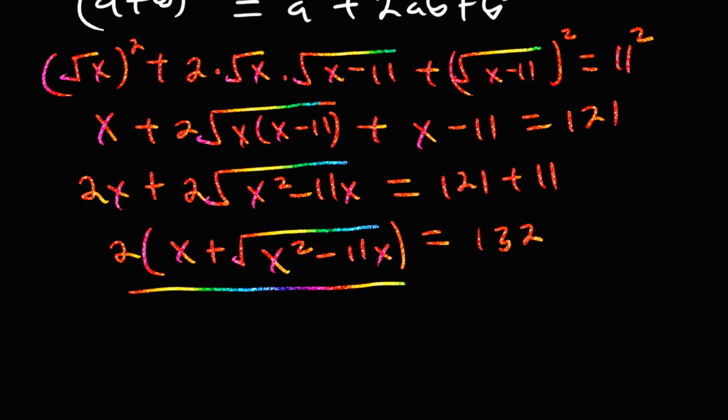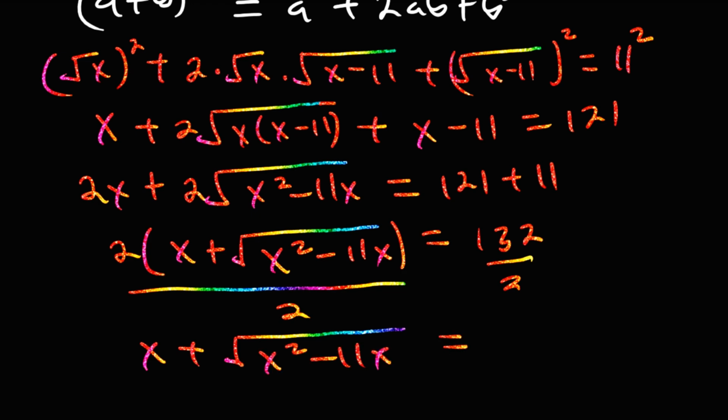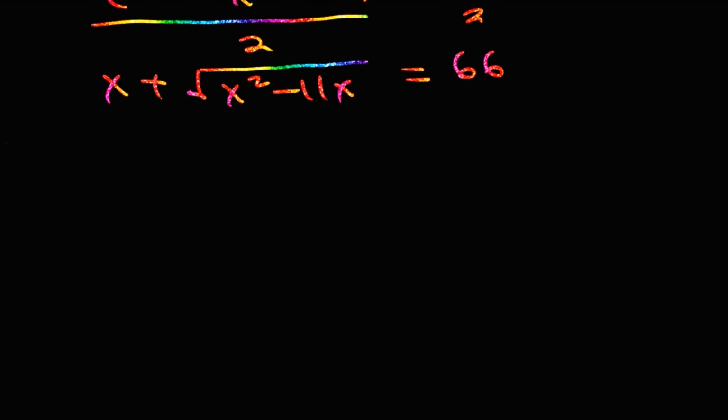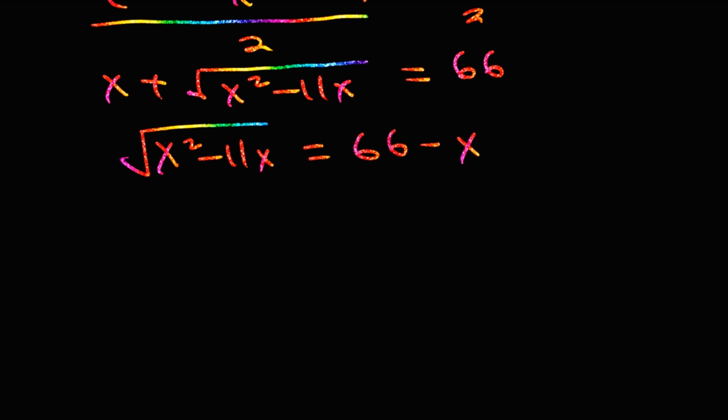So at this point, we just divide both sides by 2 so that we have x plus the root of x squared minus 11x is equal to 132 divided by 2, which is 66. So again, at this point, we have to get rid of the root sign. So we just take x to the right so that we have the root of x squared minus 11x is equal to 66 minus x. So we can get rid of this root sign by squaring both sides of this equation.